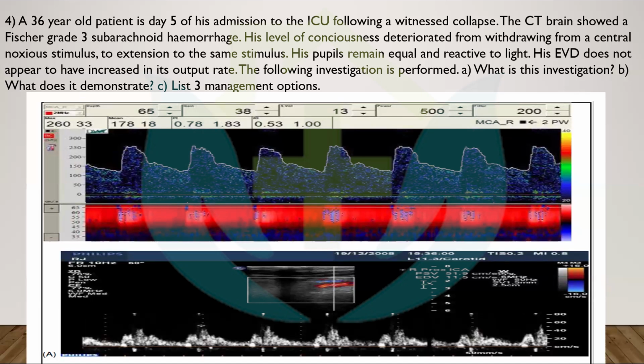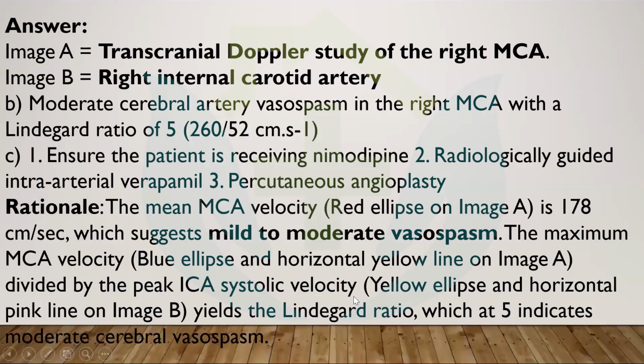I put 3 questions. Usually there are not 3 questions, 1 or 2 questions will be there. To explain this, I put 3 questions in this. So what is this? Everybody got it correctly. This is a TCD, a transcranial Doppler going on of the middle cerebral artery. And here is about the carotid artery. So this is a transcranial Doppler study of the right MCA, and image B is the right internal carotid artery. So 2 images were shown.